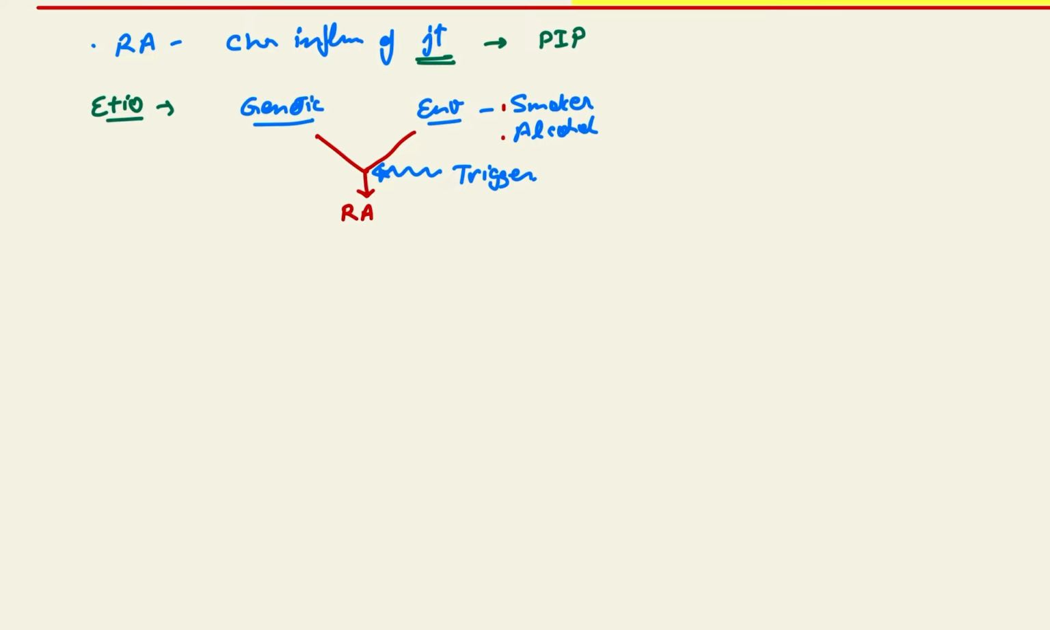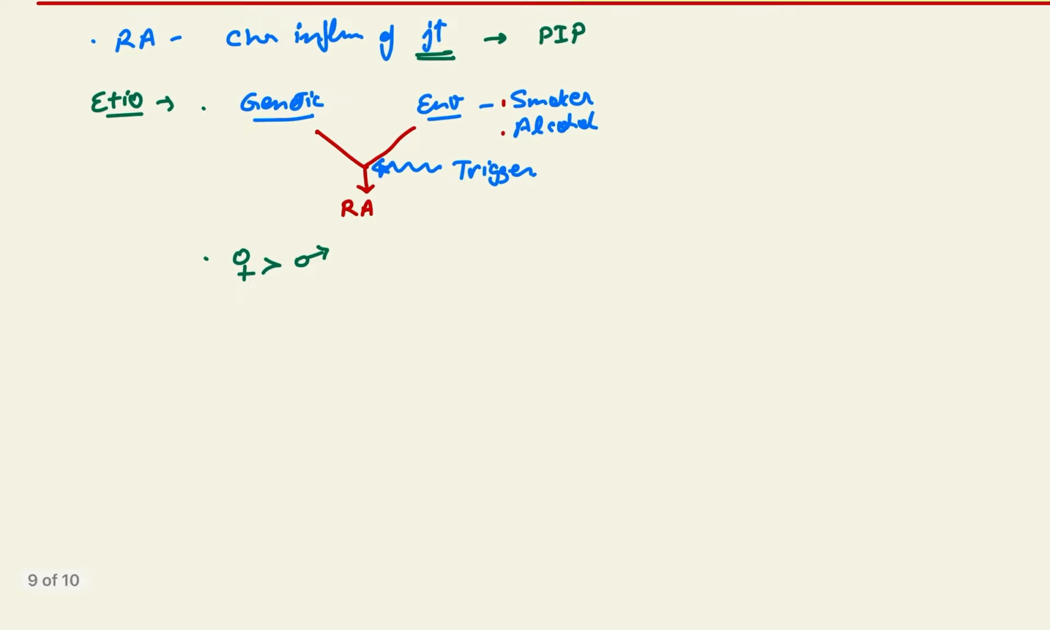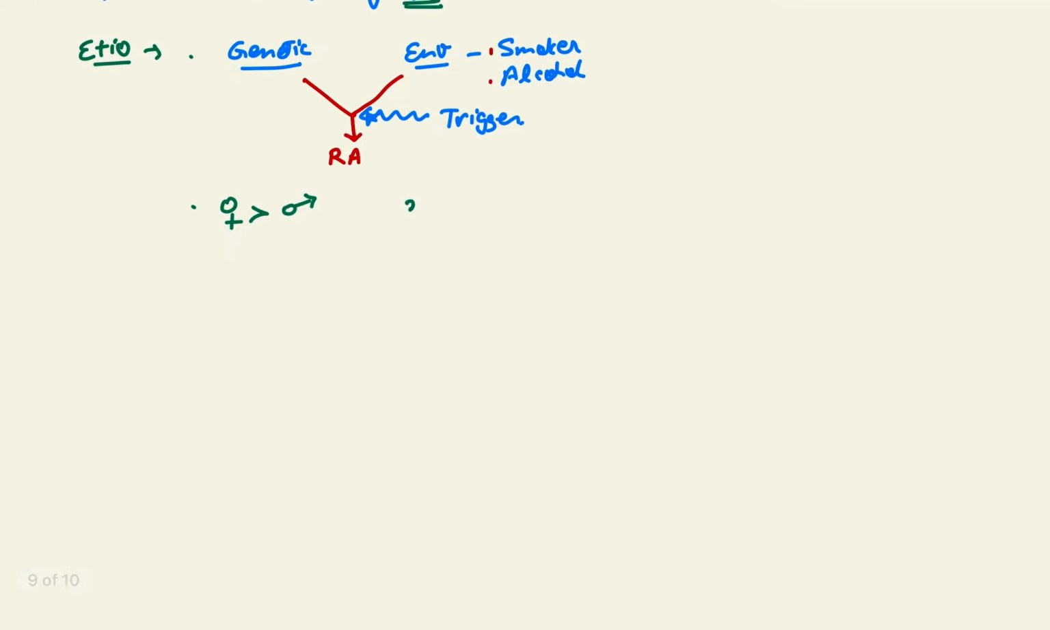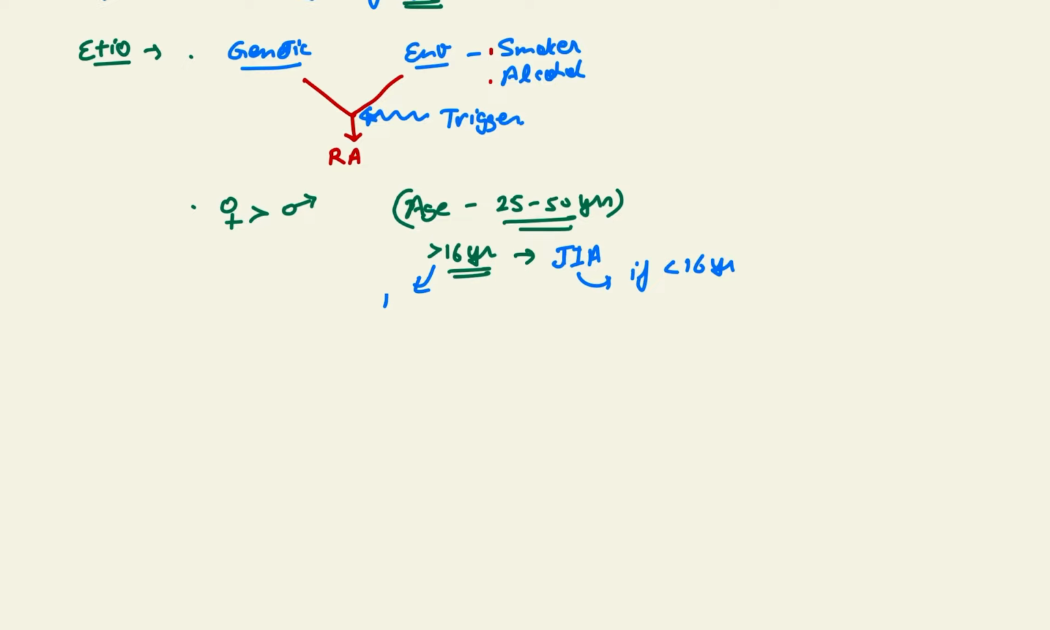Right. Now, as far as the epidemiology is concerned, it is more common in females than males. Mostly the age group of patients which we encounter in daily practice ranges from around 25 to 50 years of age. This age can vary. Generally, rheumatoid arthritis is diagnosed in patients who are more than 16 years of age. If less than 16 years, it is termed JIA. If more than 16 years, then RA.